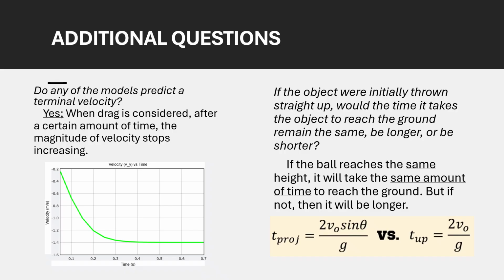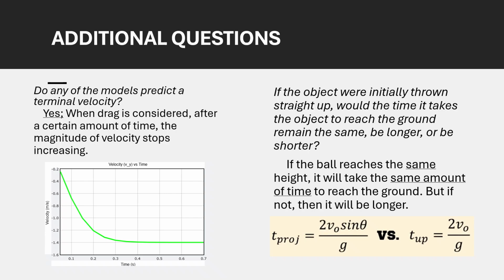And then the second additional question: if the object were initially thrown straight up, would the time it takes the object to reach the ground remain the same, be longer, or be shorter? If the ball were to reach the same height, it would take the same amount of time to reach the ground, since that is entirely dependent on the y component of velocity.